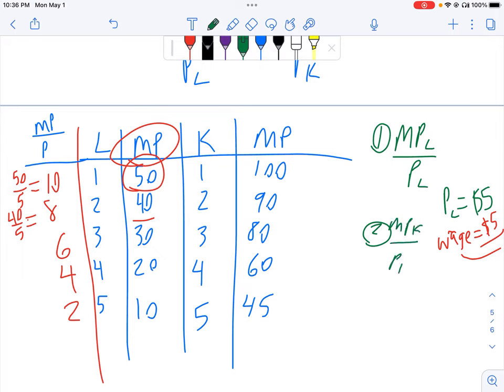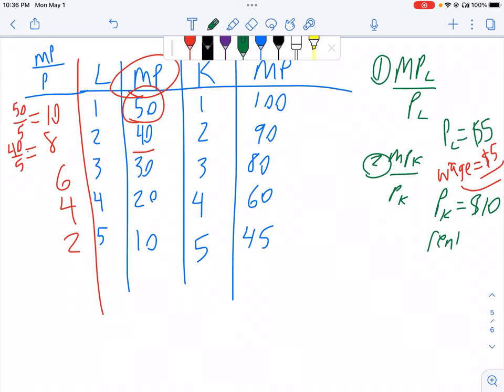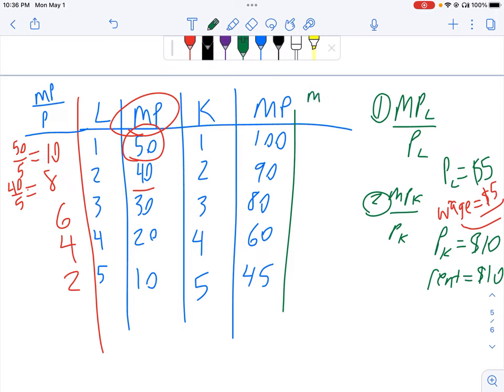Now, the next thing we need to do, step 2, would be finding the marginal product of capital divided by the price of capital. Let's say the rent is $10 per hour. So the idea here is that you are buying a machine, but you have to rent it for $10 an hour. So that's your price of capital, 10. All we're going to do here is your marginal product divided by the price. So it would be 100 divided by 10, which is 10. Then 90 divided by 10. So that would be 10, 9, 8, 6, and 4.5.